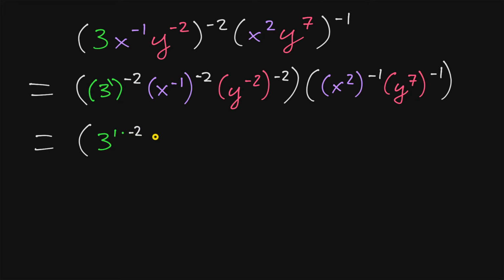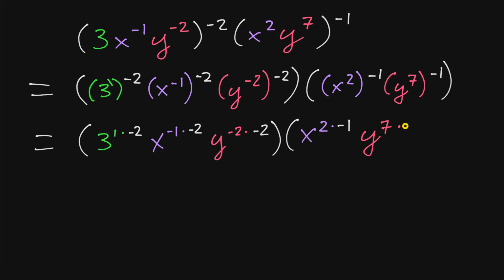And then you move on to the next factor. You have x to the power of negative 1 times this negative 2, y to the power of negative 2 times this negative 2, and now close the bracket, move to the next bracket, x to the power of 2 times this negative 1, and now you have y to the power of 7 times negative 1, and don't forget to close your bracket.